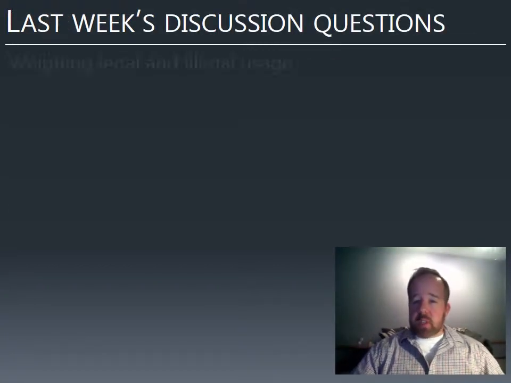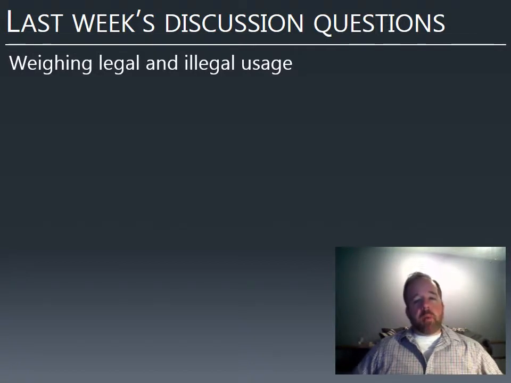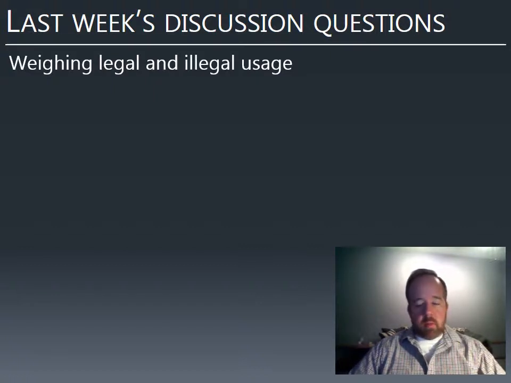First, last week's discussion questions. We had a question about weighing legal and illegal usage of a drug. The example drug was GHB, which is used illegally, both recreationally and as a date rape drug. But it's also used legally in the treatment of narcolepsy, and it's sort of unique because the prescription version is a Schedule 3 substance, but the non-prescription version is a Schedule 1 substance. So we see the same substance being listed on two different schedules.